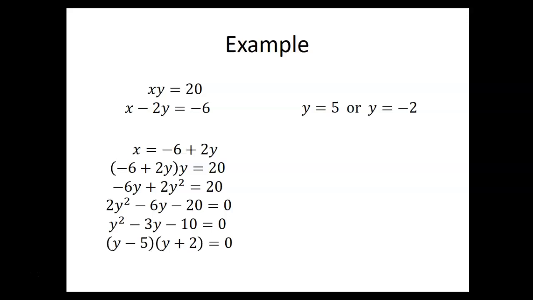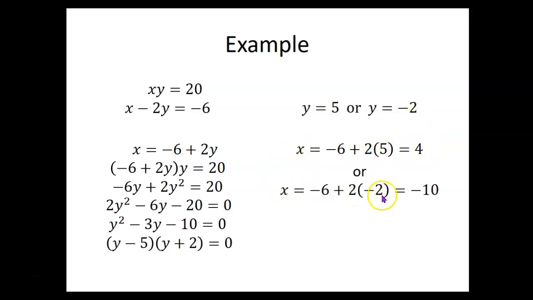Now I can unforget that x existed. Remember, these are the y's, but we also have x's that have to go with them. So for each number I got for y, I can plug it back in here and see what the x has to be that goes with it. So if y is 5, x would be negative 6 plus 2 times 5. That would be negative 6 plus 10, which would be 4. If y is negative 2, x would be negative 6 plus 2 times negative 2. That would be negative 6 plus negative 4, which would be negative 10.